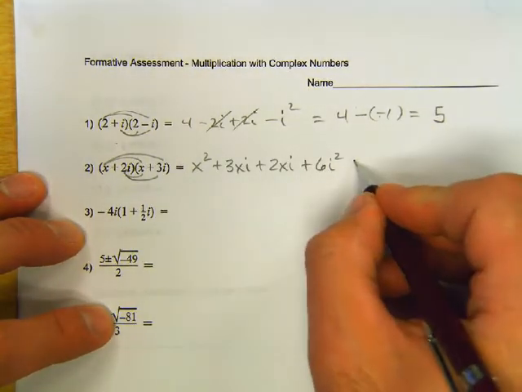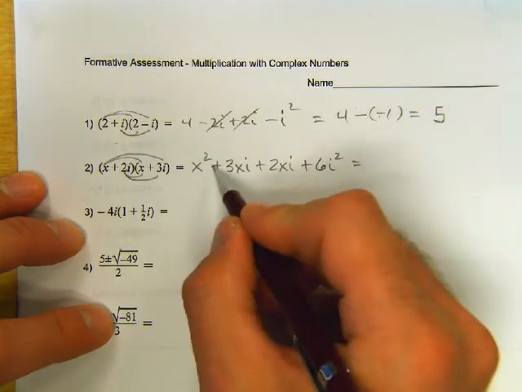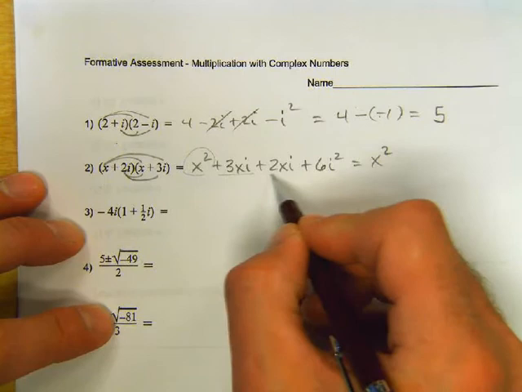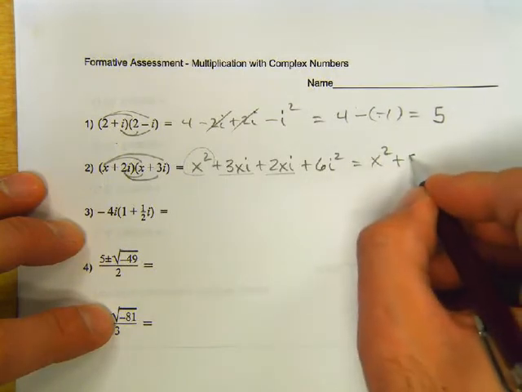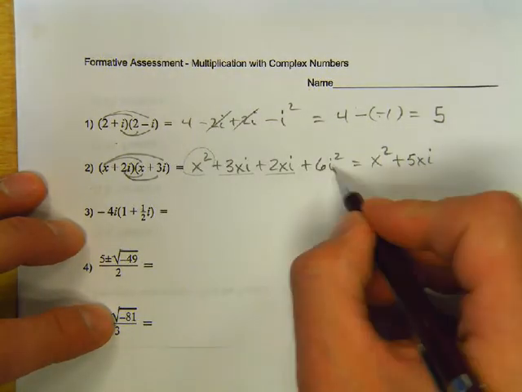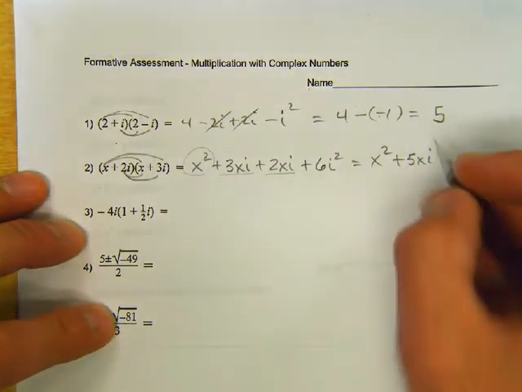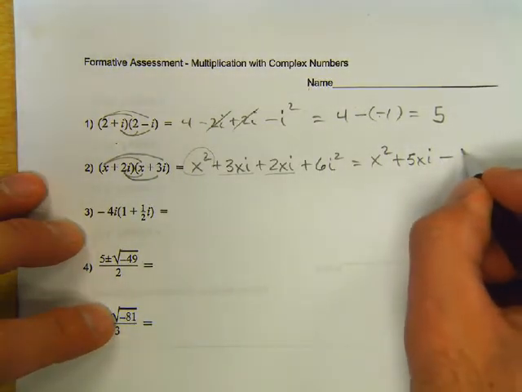So we combine like terms. We have an x squared. 3 and 2 is 5xi. And then we have 6 times negative 1. So that would be minus 6.